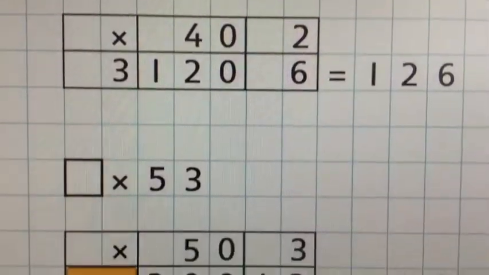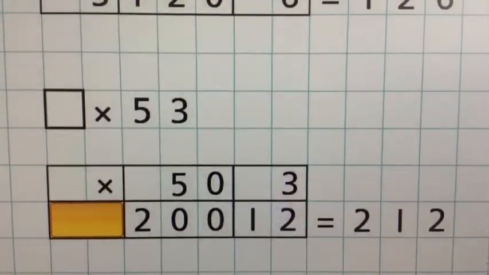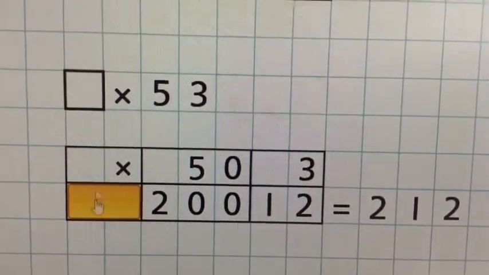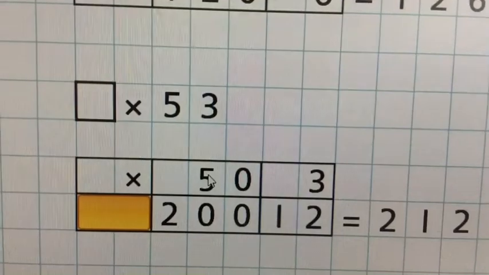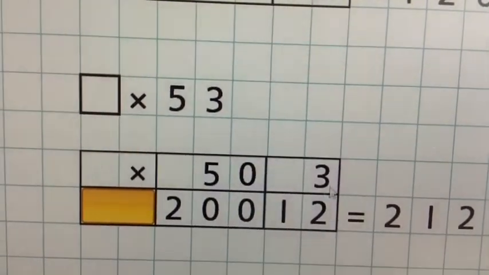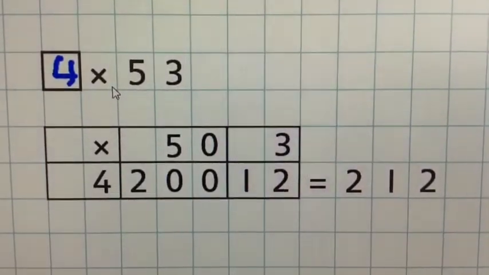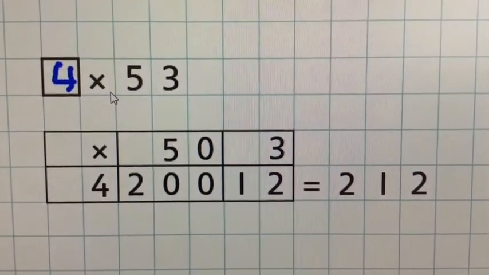Now try this one. Think, how could we do? How can we work out this missing number? How many 5s are in 20? Or how many 3s are in 12? Did you get that?